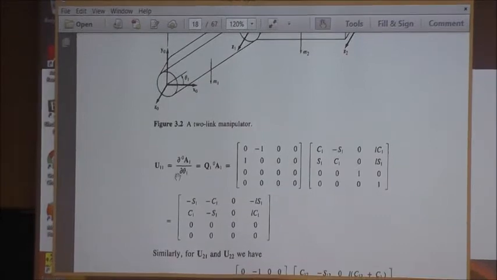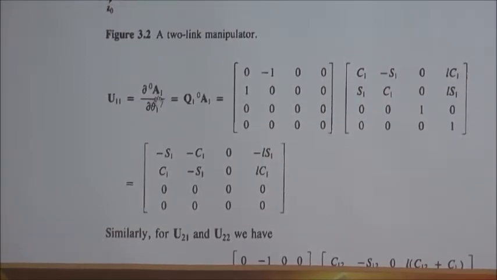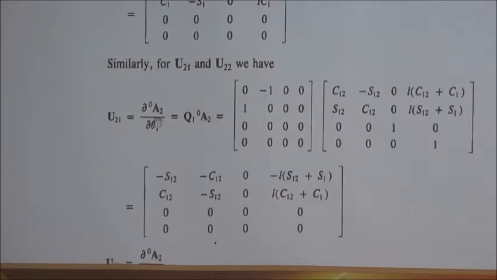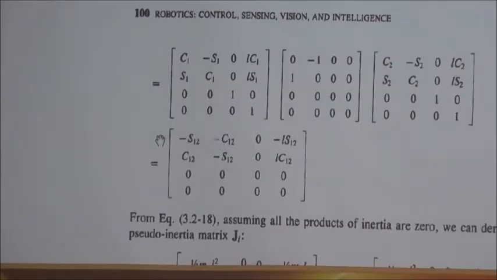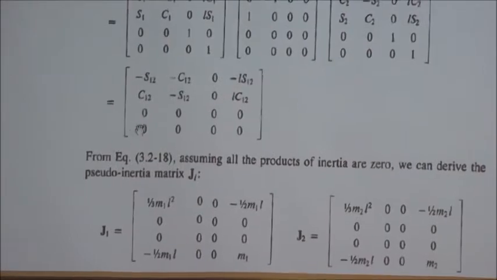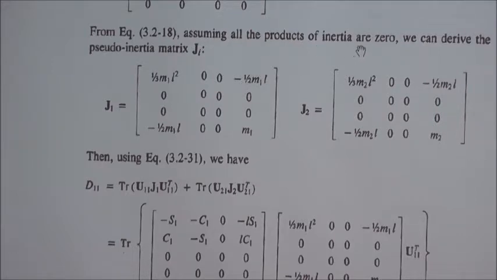So U11, which is a measure of the velocity, is the partial of the DH matrix with respect to theta 1, U21 is the partial of A0 to 2 with respect to theta 1, and U22 is the partial of A20 with respect to theta 2. And finally, of course, it's symmetrical. Therefore, you come up with this equation. You form the inertia matrices, J1 and J2. This is inertia of link 1, inertia of link 2.